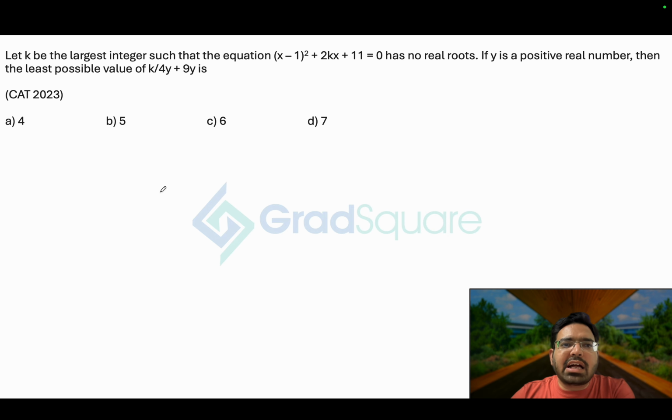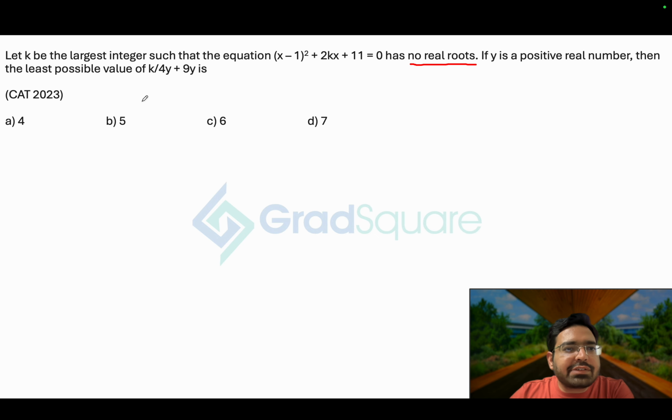It says k be the largest integer such that (x minus 1) square plus 2kx plus 11 equals 0 has no real roots. That means you are looking at imaginary roots for this particular equation, for which the discriminant should be less than 0. That's the first input that we understand from the question.